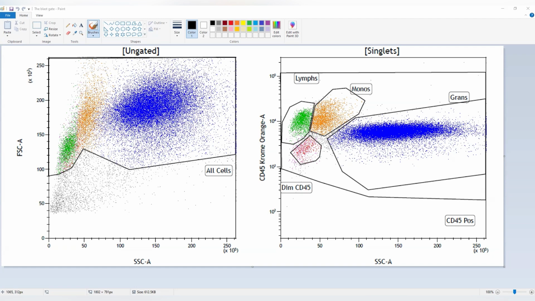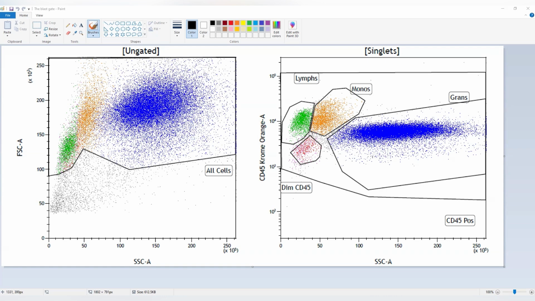Here in green, we see the lymphocytes. The lymphocytes have brighter CD45 expression. To the right of the lymphocytes, we have in yellow monocytes. Monocytes tend to have brighter CD45 expression compared to lymphocytes, and they tend to have higher side scatter compared to regular blasts. And lastly, in blue here, we have the granulocytes, and granulocytes tend to have a higher side scatter because of their complexity, the granules that they have, and other features. So that's the first thing that we look at.